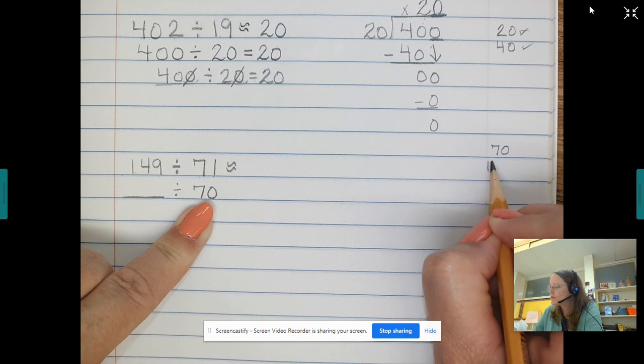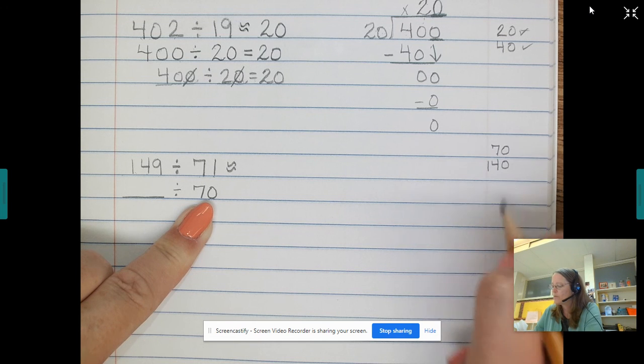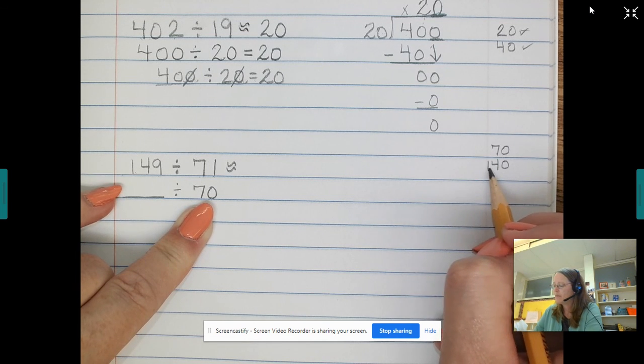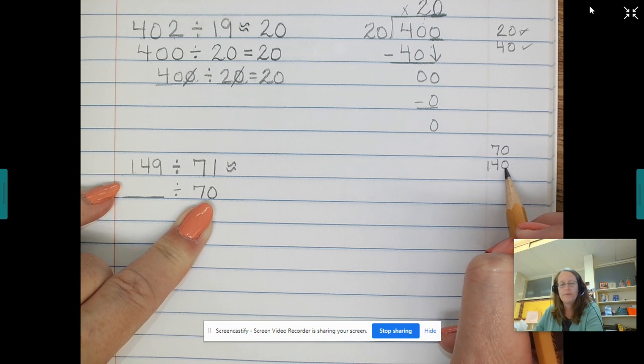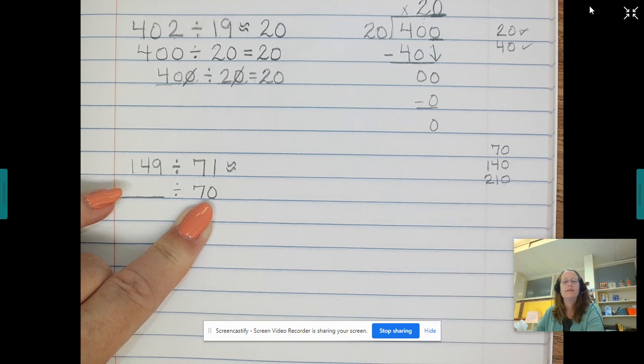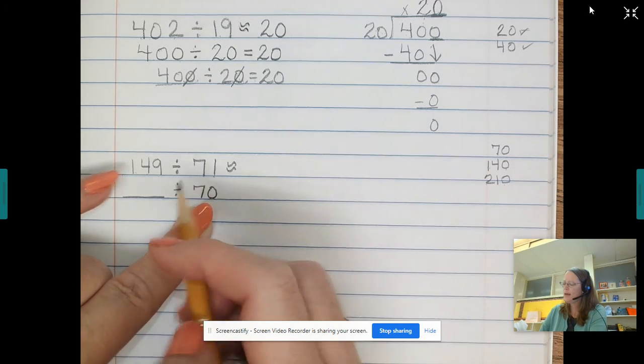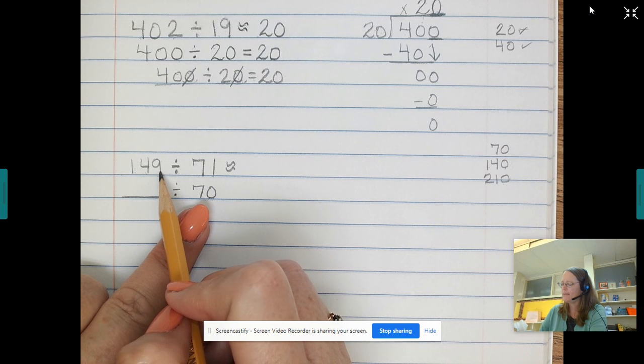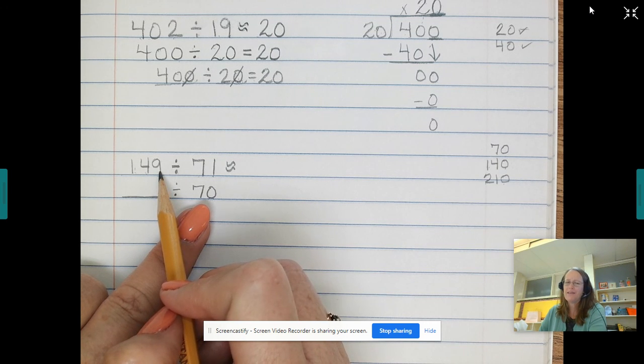So 140 would be the next number that I skip count to. And then 7 times 3 is 21, so 210 is too big because I only have 149 as my dividend. That's what's being split.